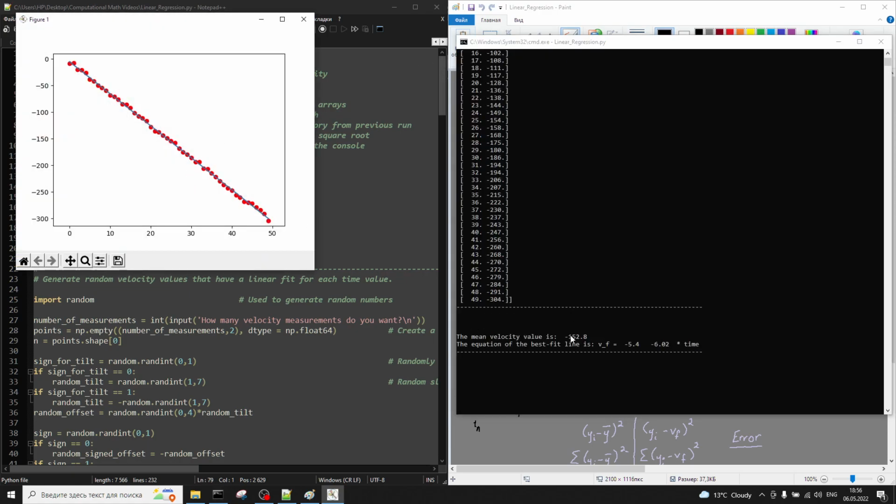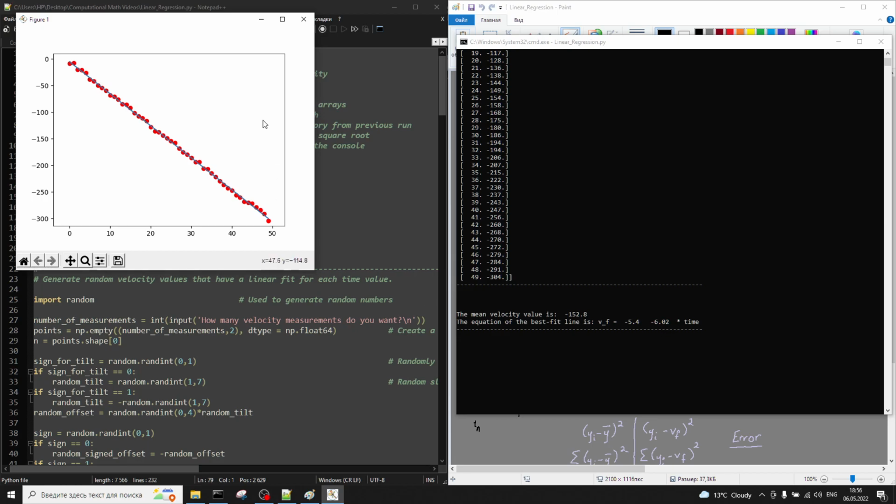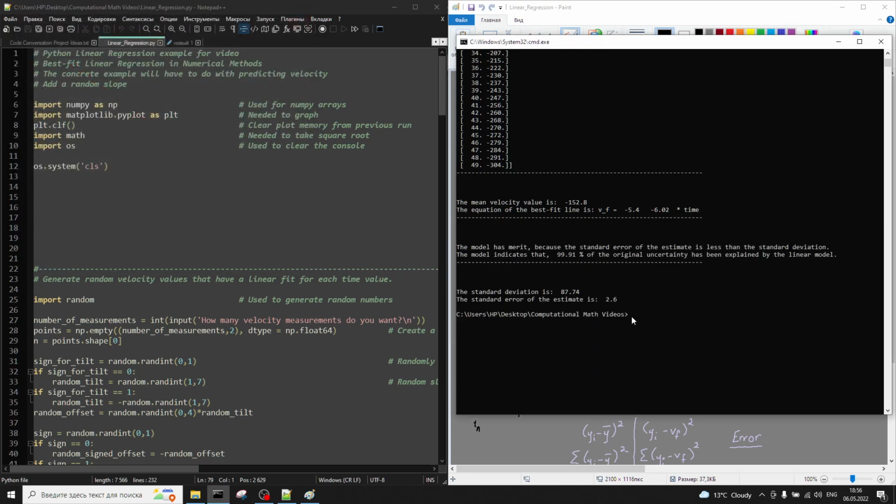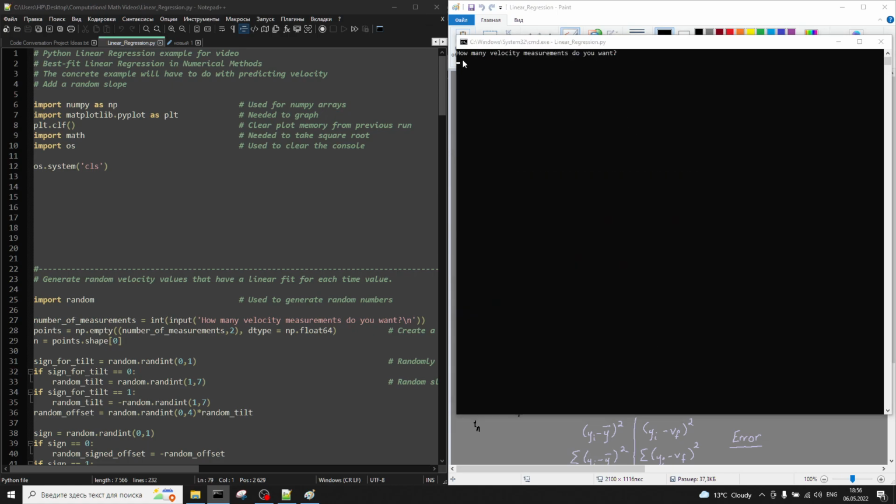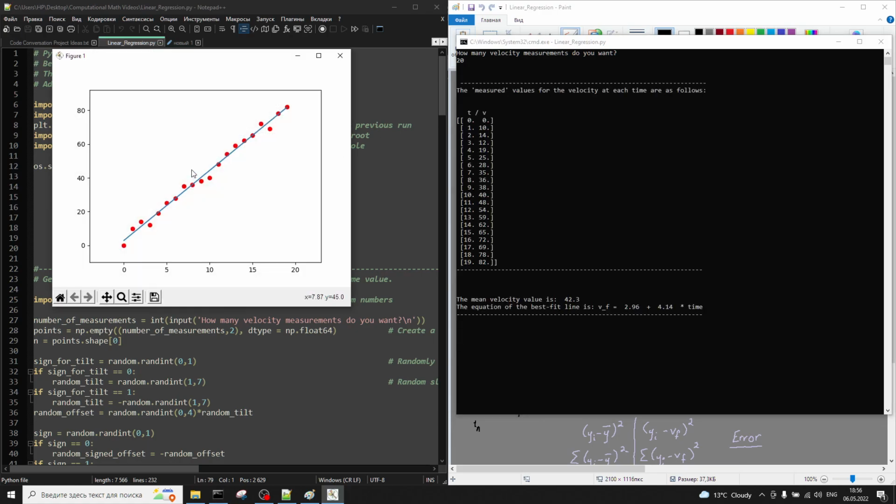Once again, you can see what's going on. Negative 6. It's funny, it keeps giving me negatives. It's random whether it's negative or positive, so let's just keep trying here. So we get a positive one. There's a positive one. And this time the slope was 4.